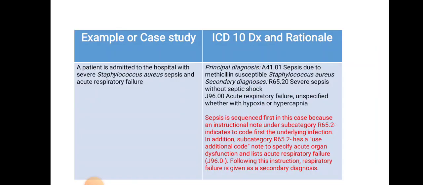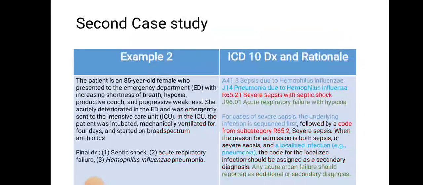So here you can see we have coded three diagnoses as per the coding sequence. First is the infection A41.01, second is severe sepsis with septic shock from the R65 series, and third is the acute organ failure. So this is the first example for coding sepsis, severe sepsis and septic shock scenarios. Now we will check the second example.